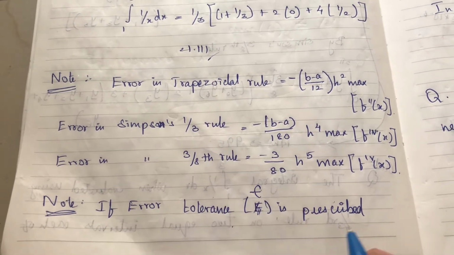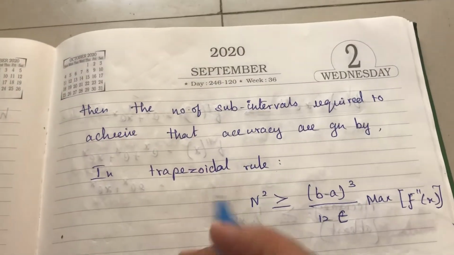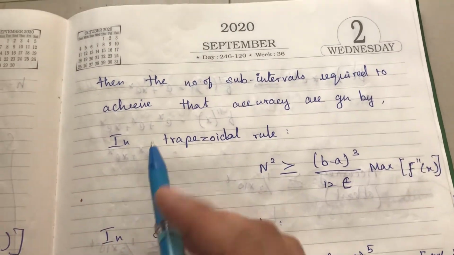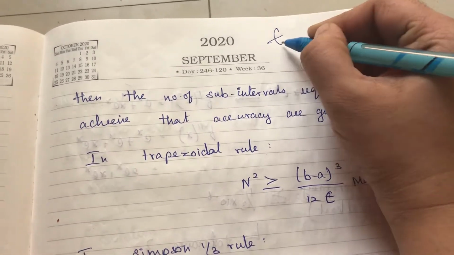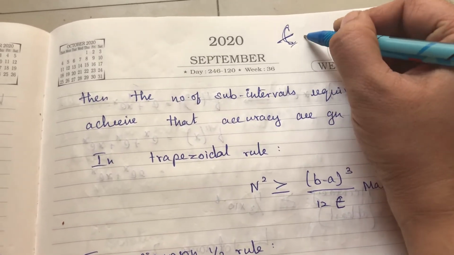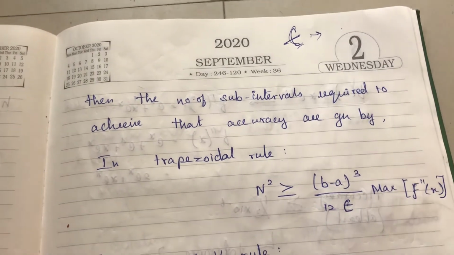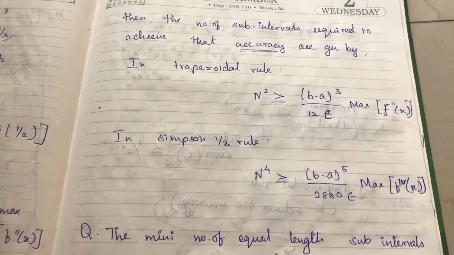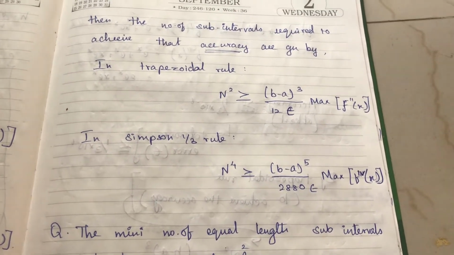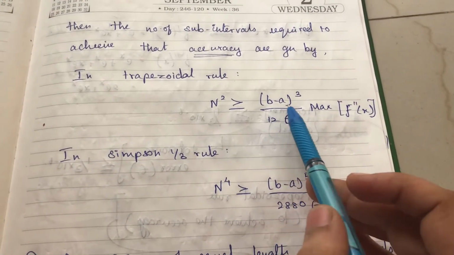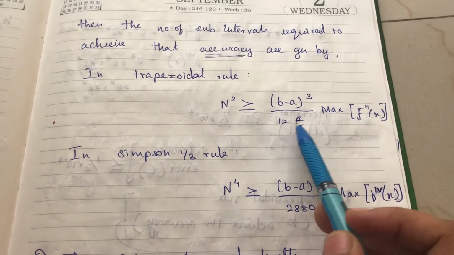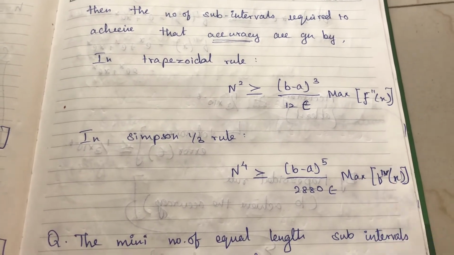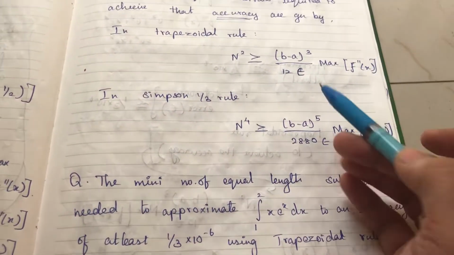So if the error tolerance is prescribed, then the number of subintervals required to achieve that accuracy is given by these formulas. If they have given some error tolerance as this symbol and a value, we need to find the accuracy using these formulas. The formula is (b minus a) the whole cube by 12 into the maximum of the second derivative. Here for the other rule, the maximum is the fourth derivative. So these are the two rules.